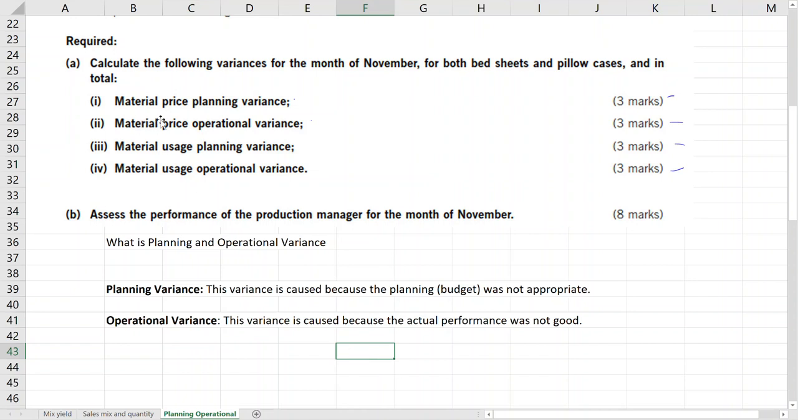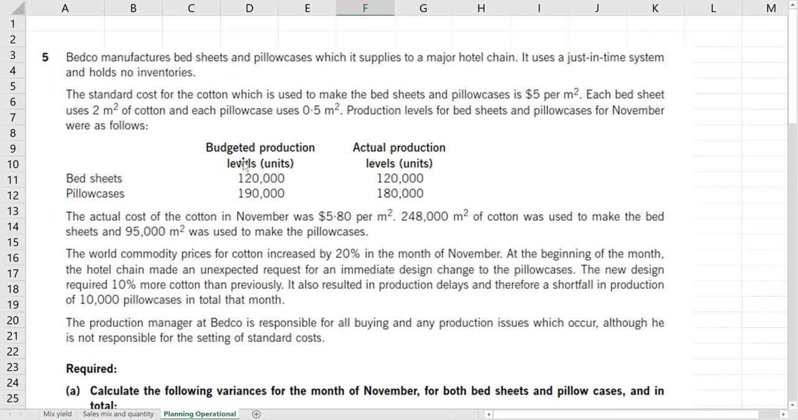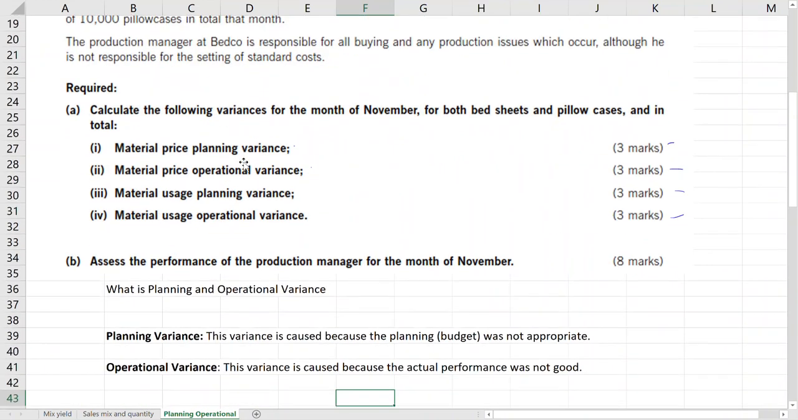Specifically in this chapter, they are asking material price variance, material usage variance, and then planning and operational. We can do this for labor as well: labor rate planning variance, labor rate operational variance, labor efficiency planning variance, labor efficiency operational variance. If you understand one, you understand the rest. And we will do more questions just to help you understand better.